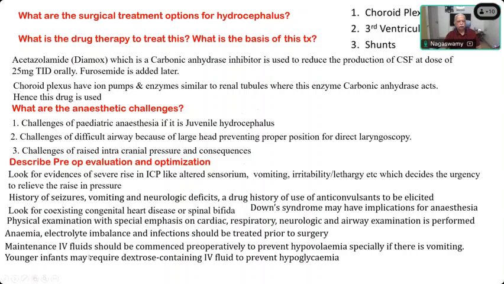Maintenance IV fluid should be commenced preoperatively if the patient is already having vomiting, to prevent hypovolemia. Young infants may also require dextrose because they can become hypoglycemic. Standard fasting guidelines are advised. Most of the time this is done as an elective surgery, but very rarely it may come as a quasi-emergency with severe ICP raise.